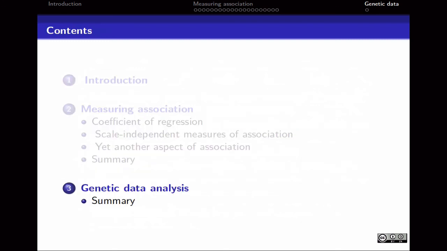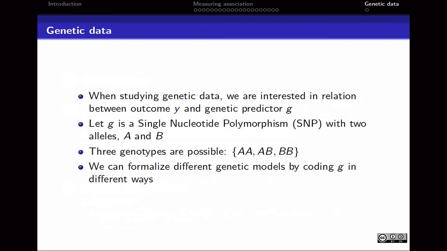Let us now use this knowledge to consider genetic data analysis. When you study genetic data, you are interested in the relation between some outcome y, which could be some trait, height, weight, and a genetic predictor G. So let G be a single nucleotide polymorphism with 2 alleles A and B, and then 3 genotypes are possible. We can formalize different genetic models by coding this predictor variable G in different ways.